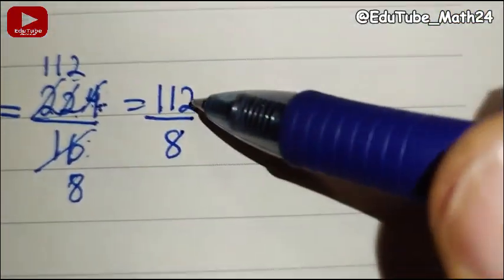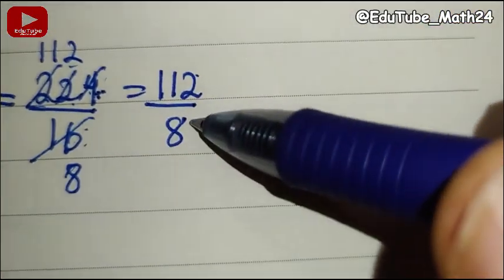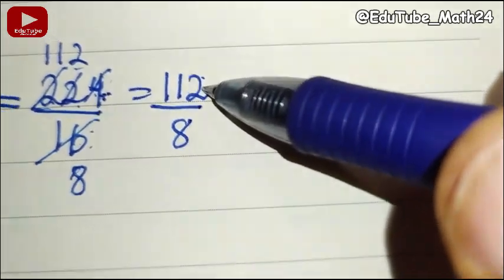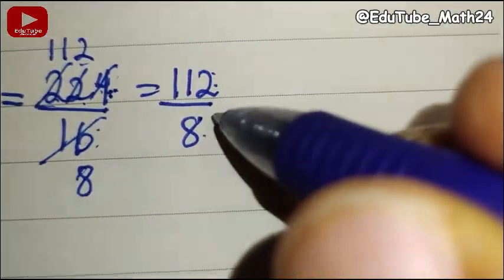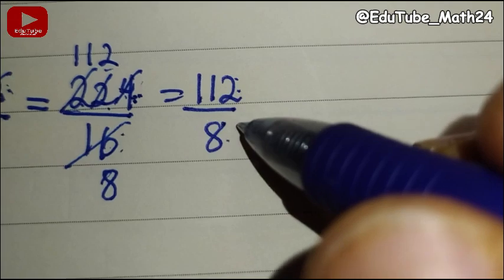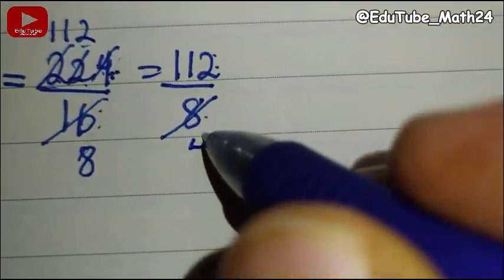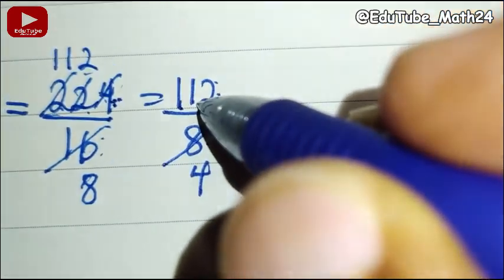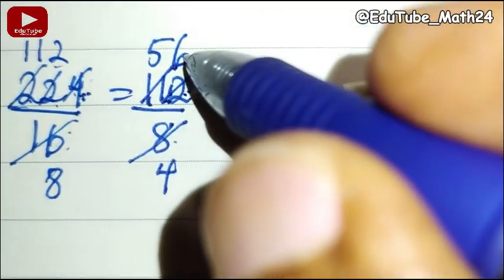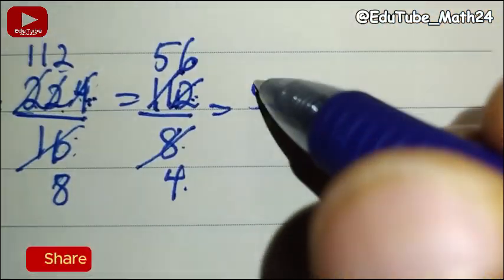So now, the common factor of 112 and 8 is still 2, because 112 is an even number, 8 is an even number. So 2 can still divide them as their common factor, can still reduce them. So 2 in 8, that will give me 4. And then 2 cannot go in 1, so I will attach 1 and 1 together, making 11. So 2 in 11, that will give me 5, remainder 1. So if I join the 1 to this 2, that will make it 12. So 2 in 12, that will give me what? 6. So I have 56 over 4 as my new number.